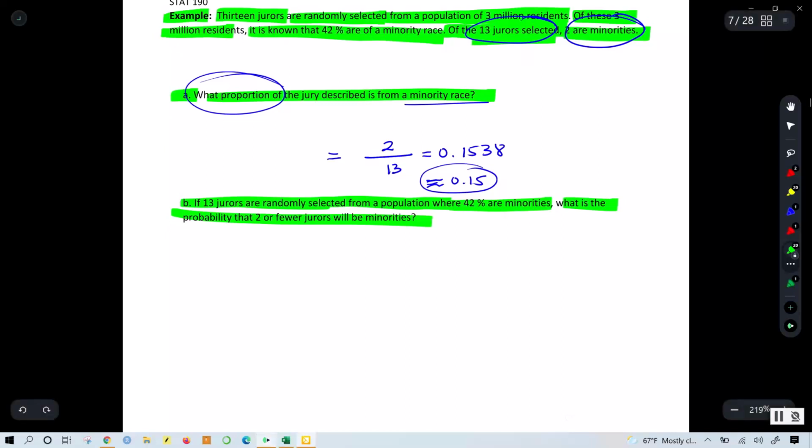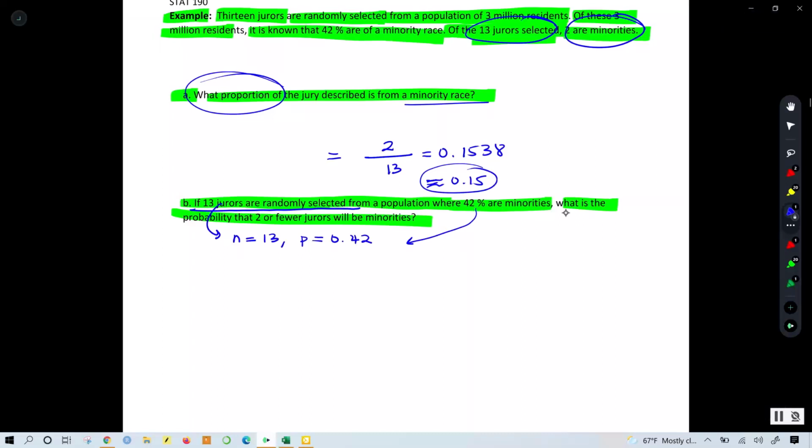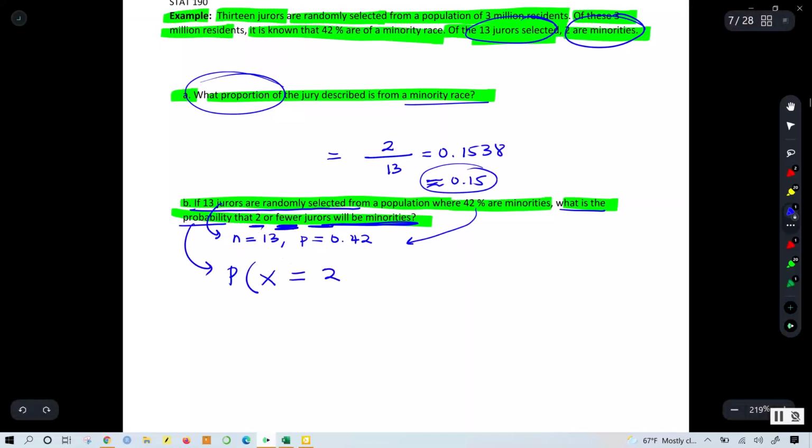To answer this question, here are a couple of notes. First, how many jurors were randomly selected? That will be our sample size. What is the probability that from the population you select a minority? That is 0.42 or 42%. And we want the probability now that the number of jurors from minorities is either 2, that is, it can be equal to 2, or fewer than 2, that is, less than 2.